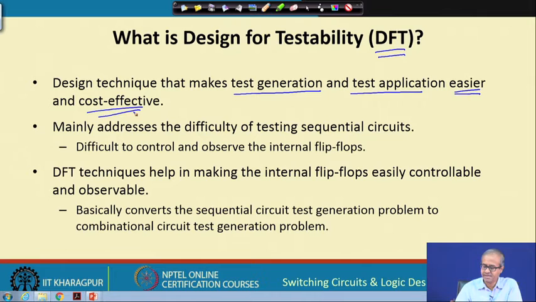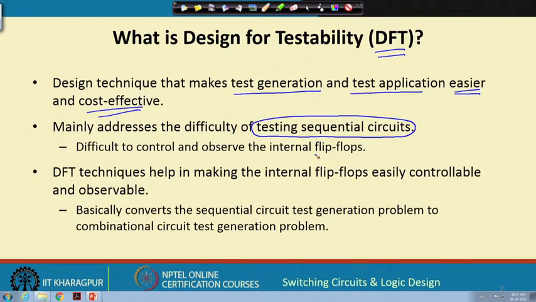So, as I had said, here we primarily target the problem of testing sequential circuits, because I mentioned earlier that in a sequential circuit, because of the presence of the internal state variables, the flip flops, the number of possible input combinations can be even larger than combinational circuits. Not only the primary inputs, but also the state variables. You have to consider all possible combinations of them. There can be so many possible input combinations that may come to the input of the combinational circuit part. Okay.